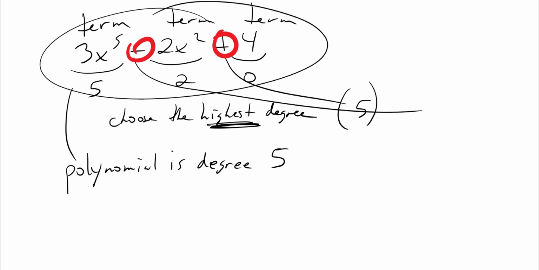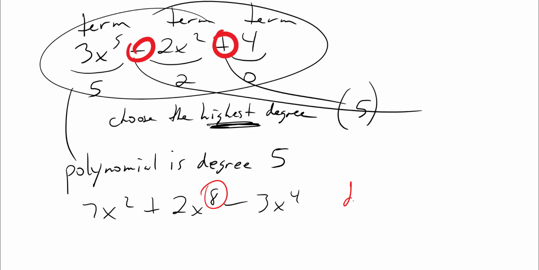So let's do another one. If I said 7x squared plus 2x to the 8th minus 3x to the 4th, what degree is this? Well, you should recognize that 8 is my highest number. So this is degree 8. Pretty easy.